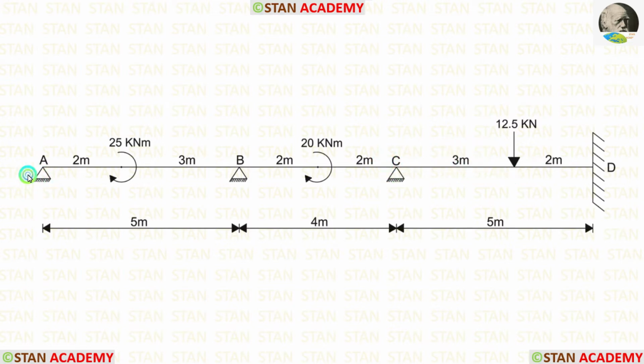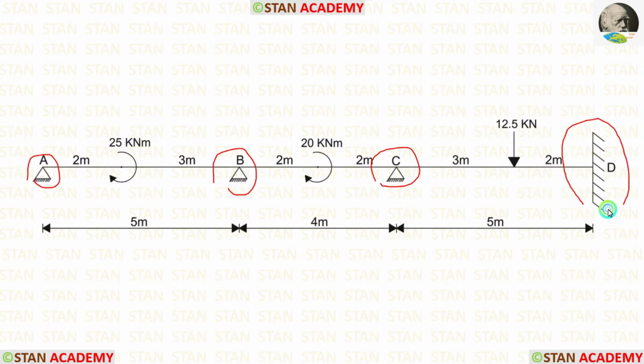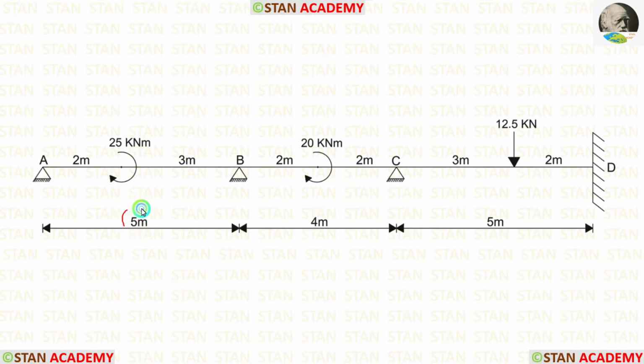In the points A, B and C, there are hinged supports. In the point D, there is a fixed support. Span AB is 5 meter long. Span BC is 4 meter long. Span CD is 5 meter long.